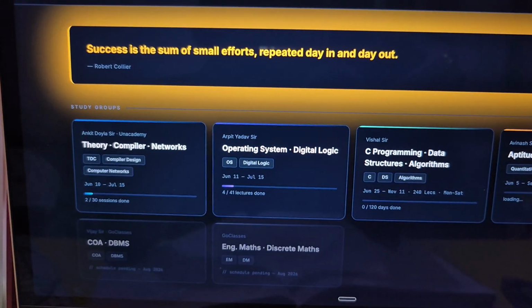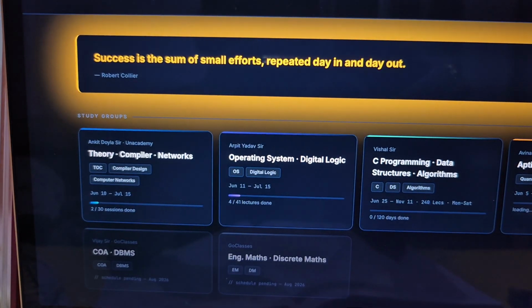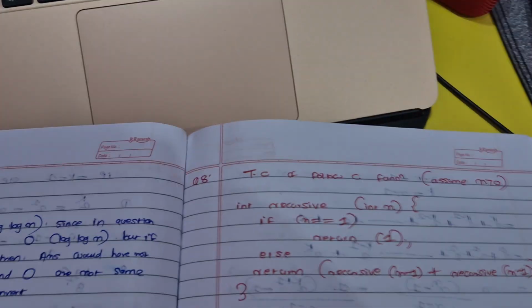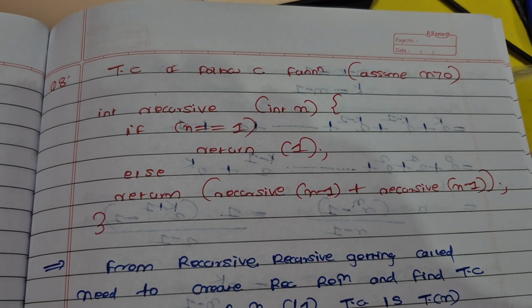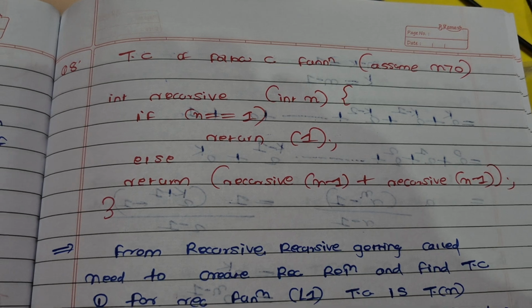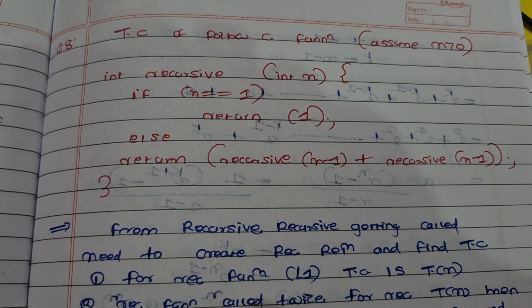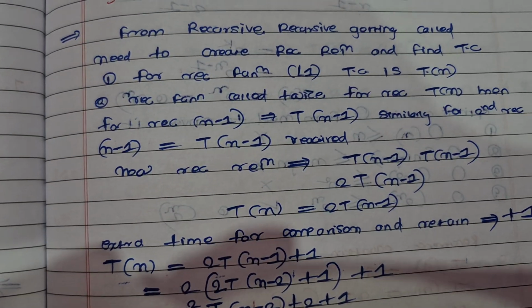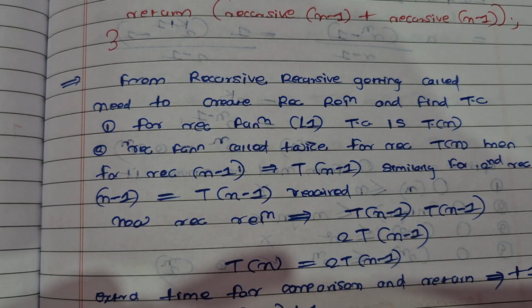So I'll show you what questions I've studied from the PYQs of recurrence relation. You can see here, this is a C function where we need to assume n is greater than or equal to 0. If n is greater than 0, then a recursive function is given, and we need to find the time complexity. Here I've written the complete explanation. I can read it aloud.